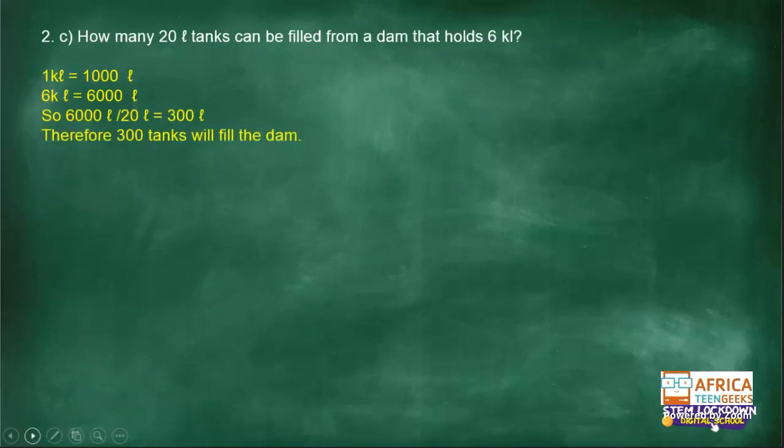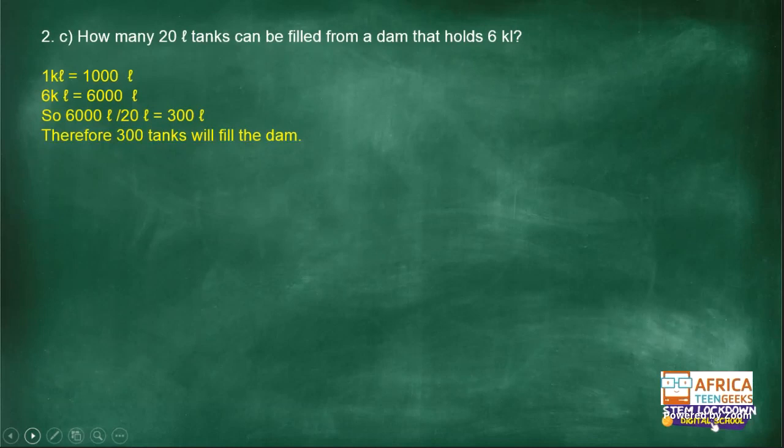All right, the question was how many 20-liter tanks can be filled from a dam that holds 6 kiloliters, right? So we know 1 kiloliter equals 1,000 liters, sorry. And 6 kiloliters equals 6,000 liters, right? Remember when we're doing division, these are the type of questions that you have to look at. Here we are asked how many 20-liter tanks can be filled from a dam that holds 6 kiloliters. Then we are converting our kiloliters to liters, and then we'll have 6,000 liters divided by 20 liters because they're asking how many 20-liter tanks, right?